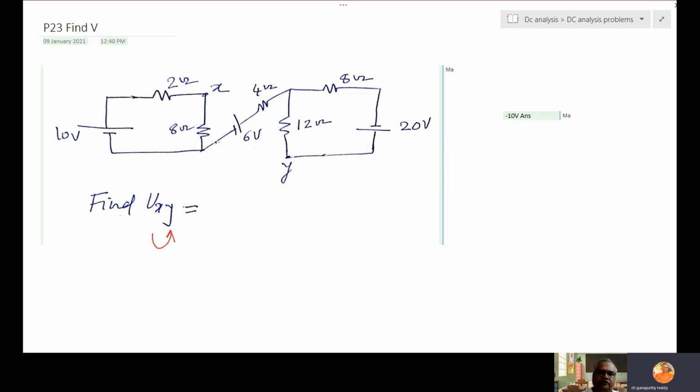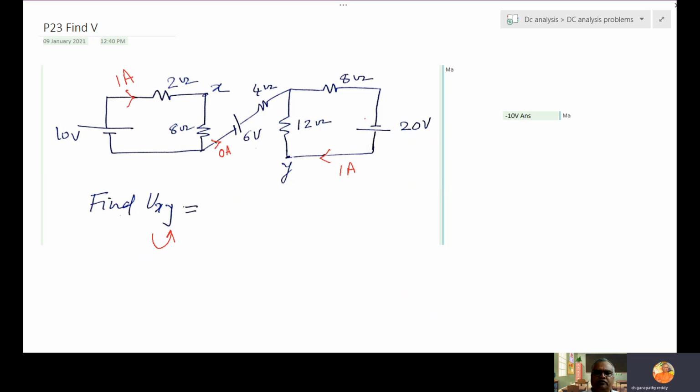But what is the current in this branch? 0. Why is the current 0? If you are thinking current is flowing, there is no way to come back. Current always flows in a loop. Current cannot flow in an open loop. So the current here is 0. But what is the current here? 2 plus 8, 10. 10 by 10 is 1 amp. And here 12 plus 8, 20. 20 by 20 is 1 ampere.